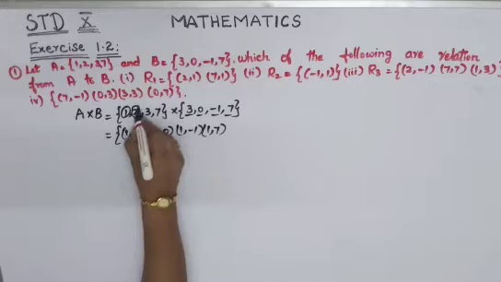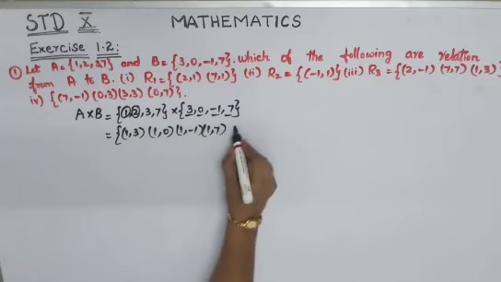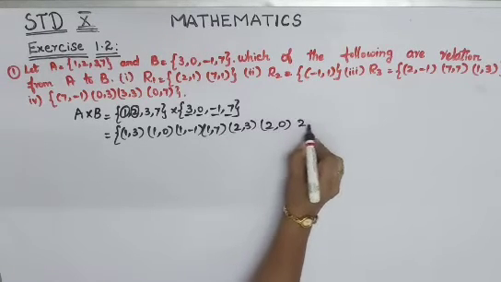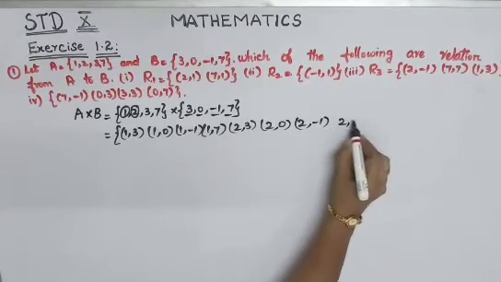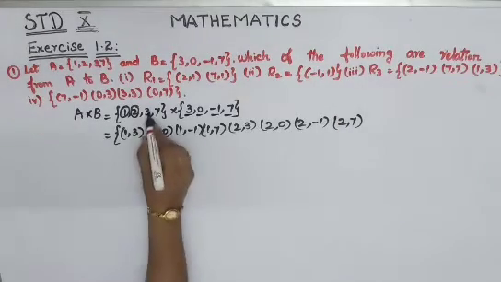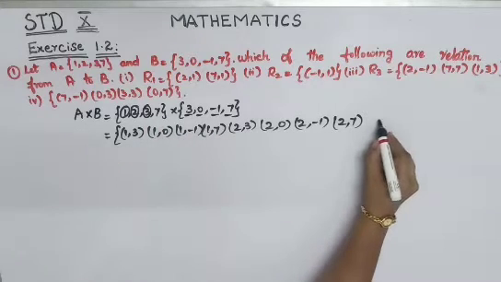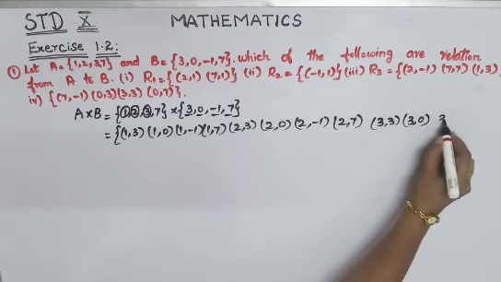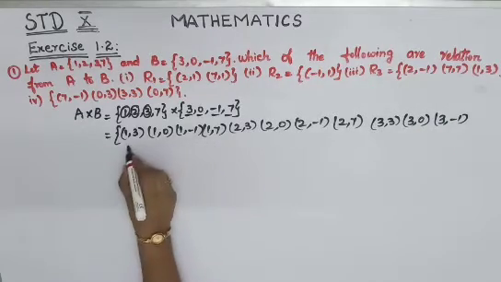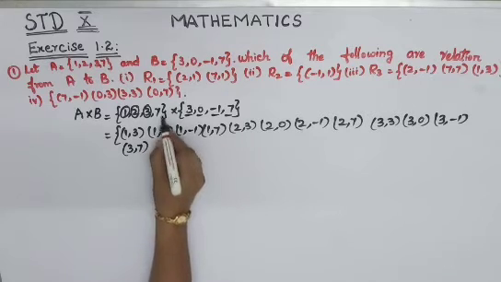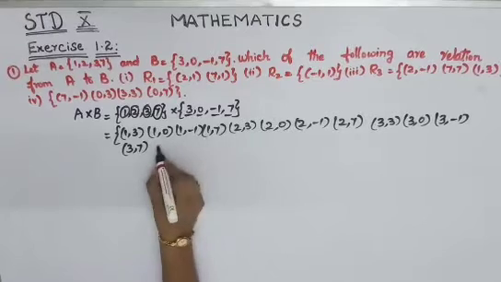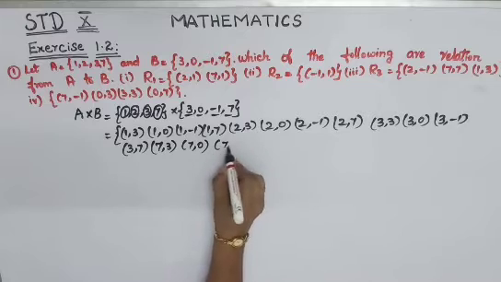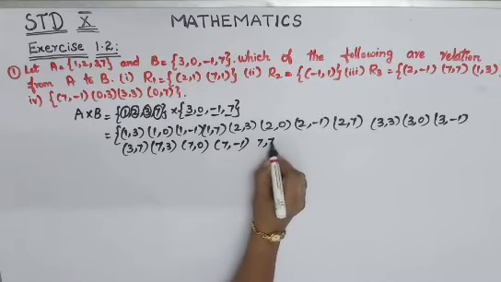Next, the second element 2 has to be joined with these four elements. It is (2, 3), (2, 0), (2, -1), (2, 7). Then 3 has to be joined with all these four elements. So it is (3, 3), (3, 0), (3, -1) and (3, 7). Next, 7 has to be joined with all these four elements. So (7, 3), (7, 0), (7, -1), (7, 7).